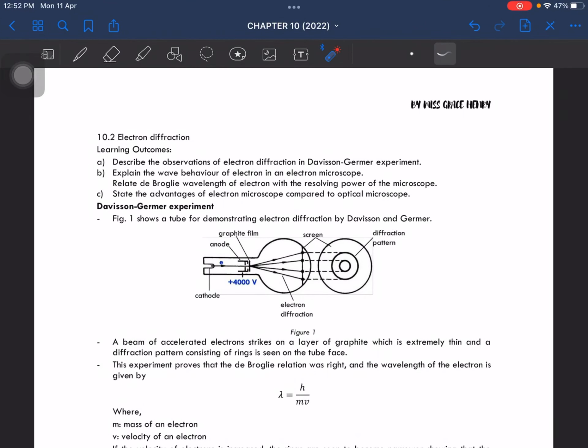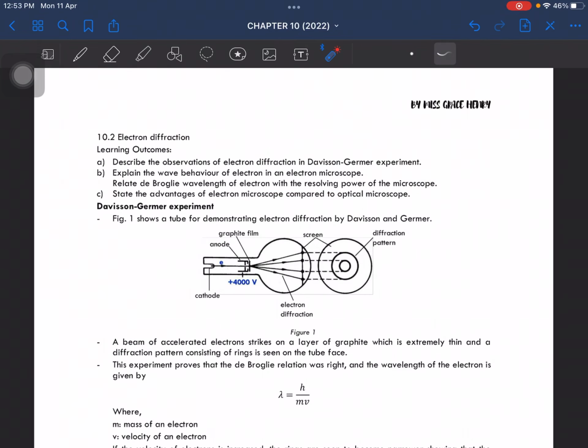Okay, our second subtopic, which is on electron diffraction. In this subtopic, you should be able to describe the observations of electron diffraction in Davisson-Germer experiment, explain the wave behavior of electron in an electron microscope, and relate the de Broglie wavelength of electron with the resolving power of the microscope, and lastly state the advantages of electron microscope compared to the optical microscope.